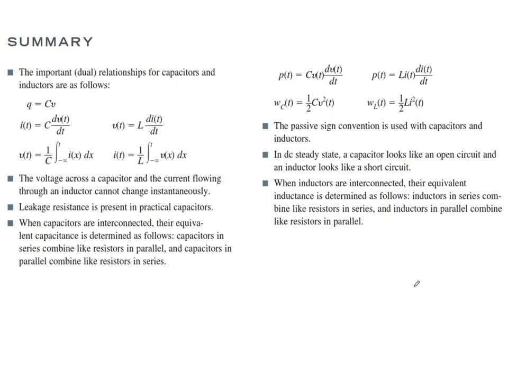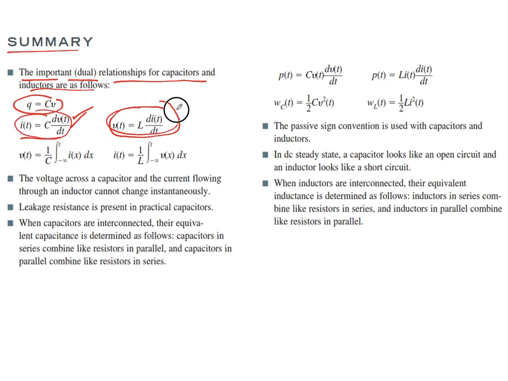At the end, let's just conclude whatever we have discussed in this chapter. As a summary, we said that the important relationships for capacitor and inductor are as follows. We know the capacitance law is Q = CV. Current through a capacitor is C dV/dt. And using the dual relationship, from this expression, we can find the voltage across an inductor, which is V = L di/dt. These are the differential form of the capacitance law and the differential form of the inductance law. And if you take the integral on both sides, you can come up with the integral form of the capacitance law, which is this, and the integral form of the inductance law, which is this.